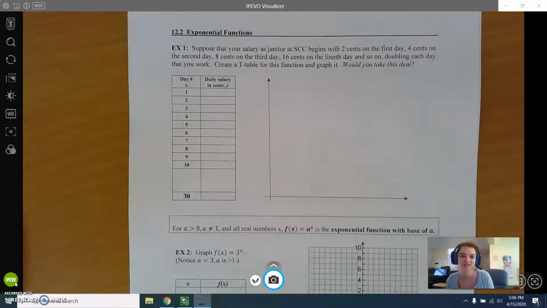So our first one starts out with, suppose that your salary as a janitor at SCC begins with 2 cents on the first day, 4 cents on the second day, 8 cents on the third day, 16 cents on the fourth day, and so on, where it's doubling each day that you work. Create a t-table for this function, so we're just going to make a nice little XY chart, and then we're going to answer the question, would you take the deal? Because it sounds like not a lot of money, but we're going to see how exponential functions work, okay?